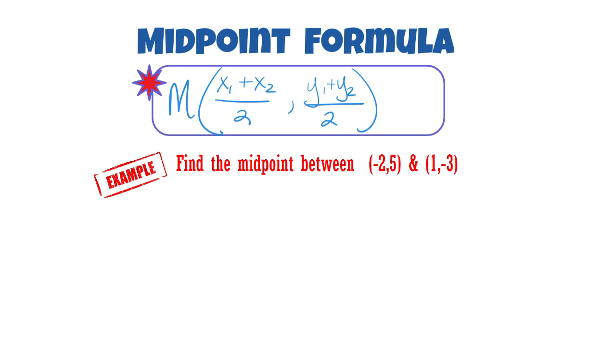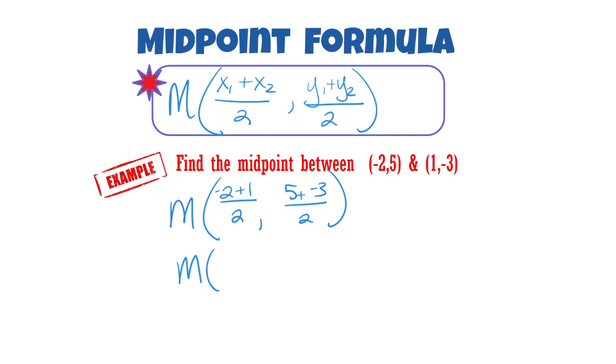This first example is pretty straightforward. Just find the midpoint between these two. So I would do an M, because I'm labeling my midpoint as point M. We will add the x's together, divide by 2. Add the y's together, divide by 2. So this first point gets me a negative 1 over 2. And this other one gets me a 2 over 2, which I would reduce to just a 1.